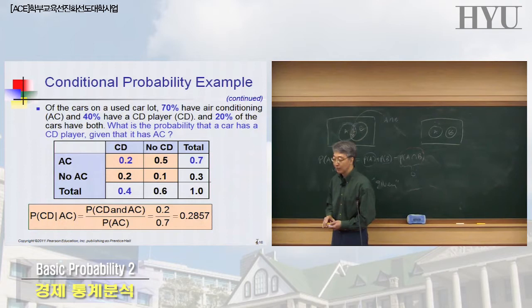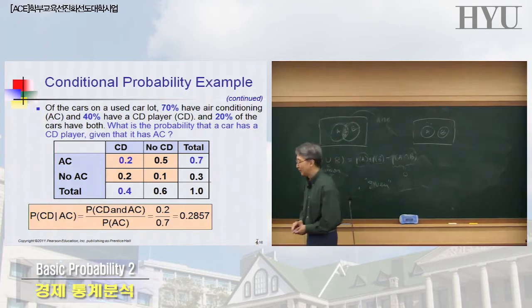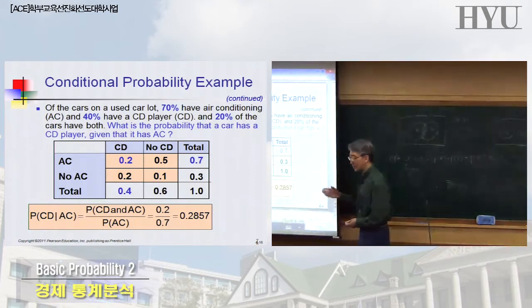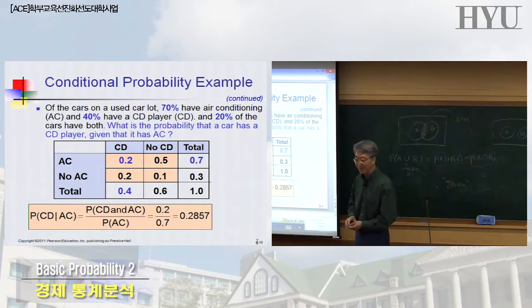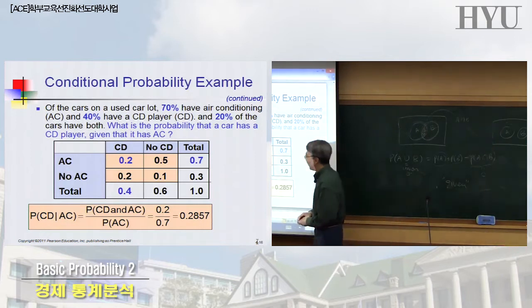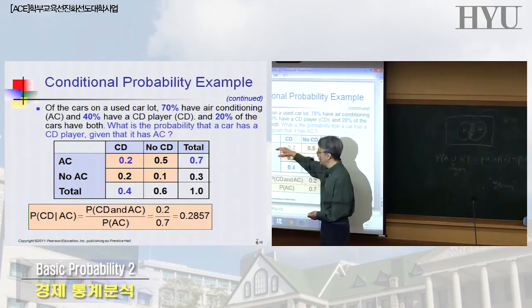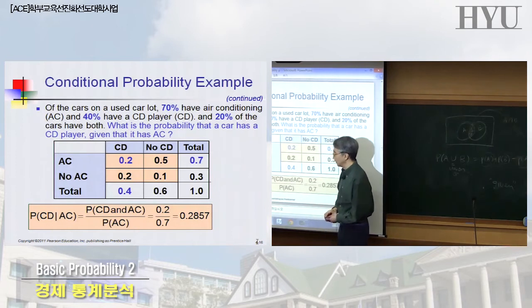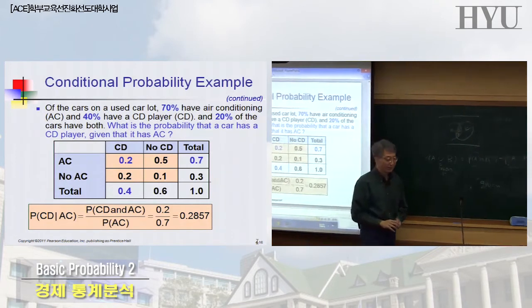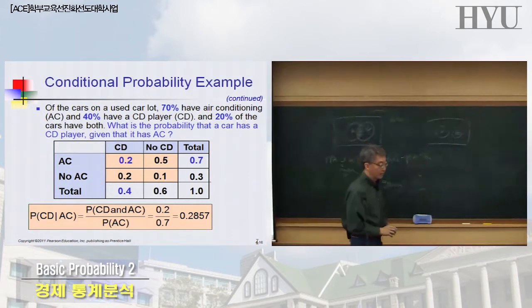And of course, for college students, a CD player is pretty important. Is it? Is it still important? Not really, right? Everybody uses a thumb drive or smartphone. Well, apparently this example is a few years old. And some cars have AC, air conditioning, and some cars don't. It's hard to imagine any car not having air conditioning these days.